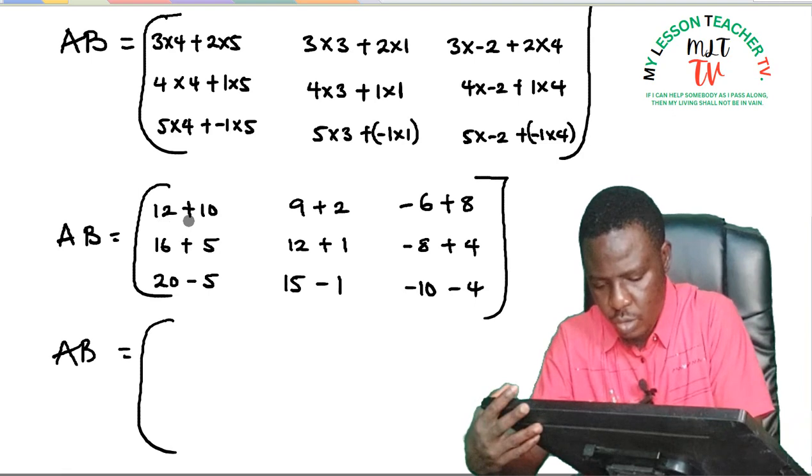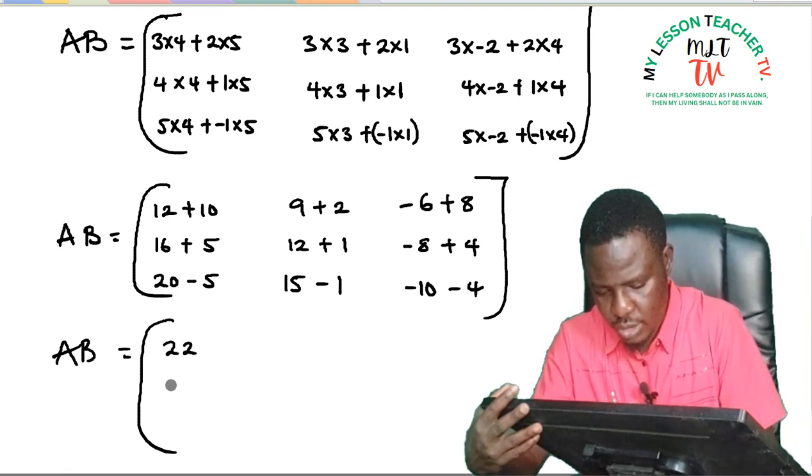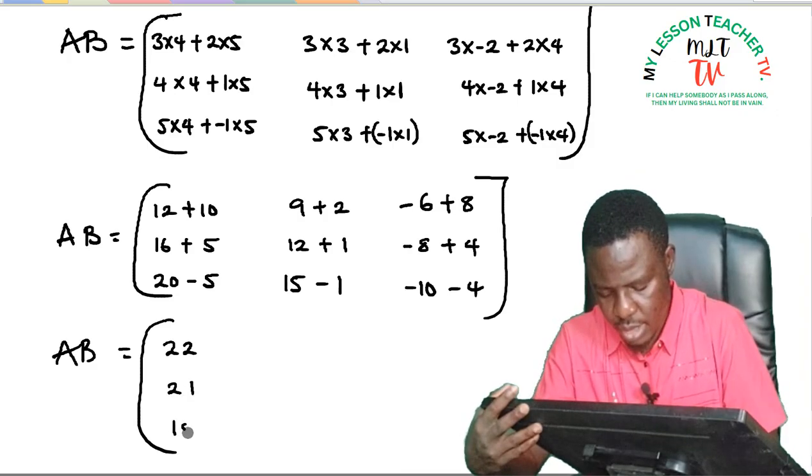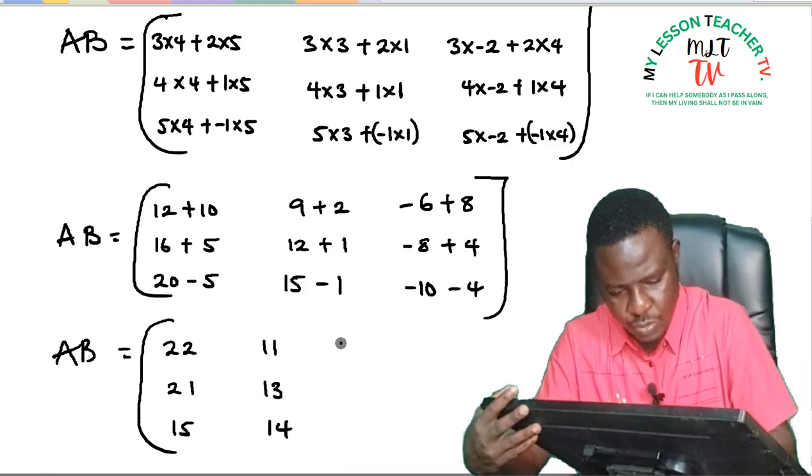This will be equal to 12 plus 10 is 22. This will be 21. And this is 15. This will give us 11, 13. 15 minus 1 is 14. This will be 2, minus 4, and minus 14.